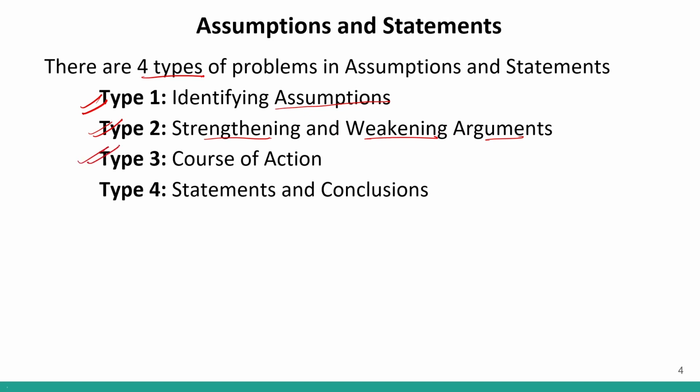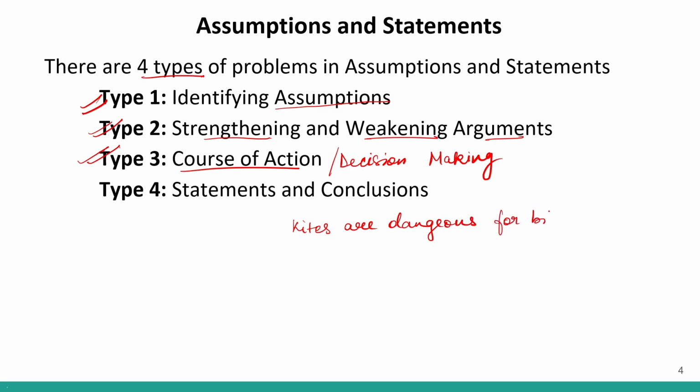Then we have type 3, that is course of action. Course of action can also be known as decision making. So what do you mean by decision making? Basically, for example, it is given to us that kites are dangerous for birds. Okay, this is the statement. Kites are dangerous for birds. Okay, this is your statement. We have to determine what course of action should be followed.